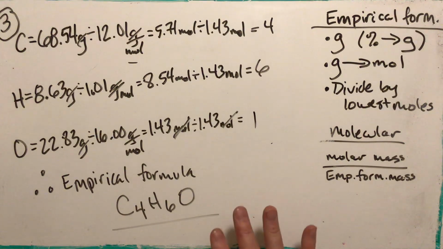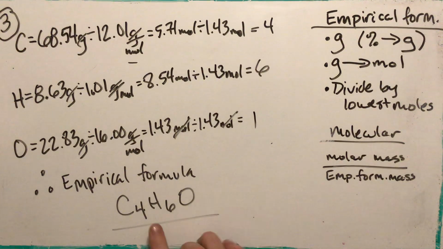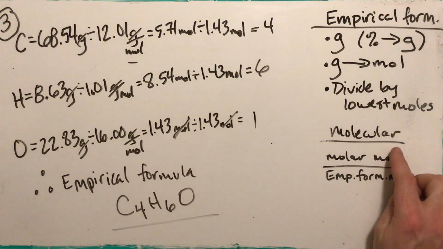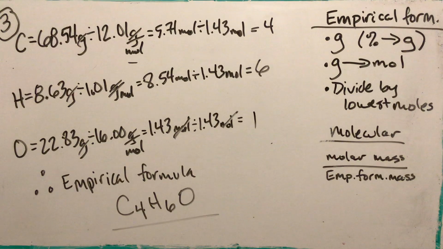So this is for 3A. I had to find the empirical. Now 3B, there's a B part to this. I had to find the molecular. Now to find the molecular, I need the molar mass. That was given in the question. It's 70.1 grams per mole. The empirical formula mass, I'm going to get off of this.